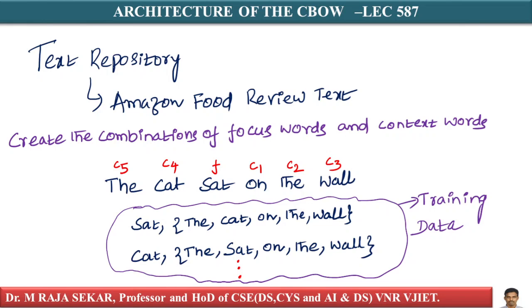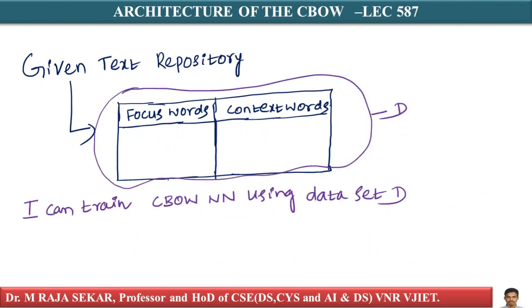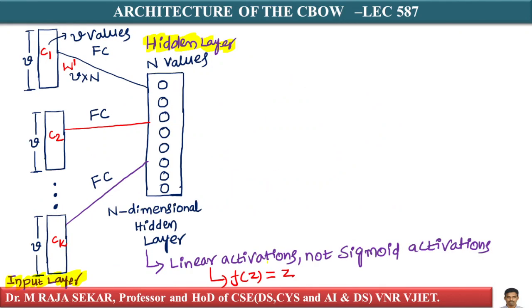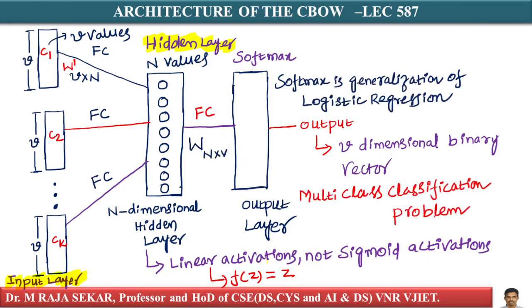I train this neural network, my CBOW neural network. This is a very, very simple neural network. I can train this CBOW neural network using this data set, capital D. At the end of the training, what do I have? I have all of these weights, all the weights of your W of n cross V. You can find all these weights.